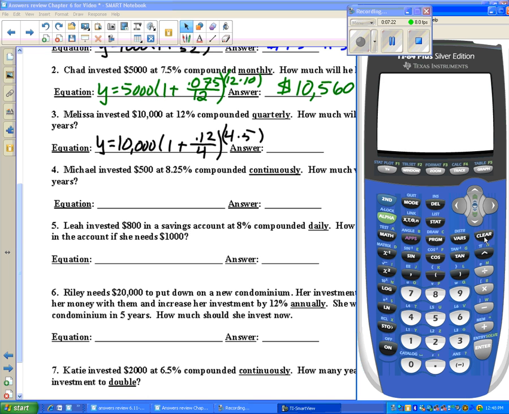and I can go ahead and plug in my $10,000 times 1 plus 0.12 divided by 4, which is quarterly, to the, don't forget to open up a new parentheses, 4 times 5, which is 20, and I get $18,061.11.